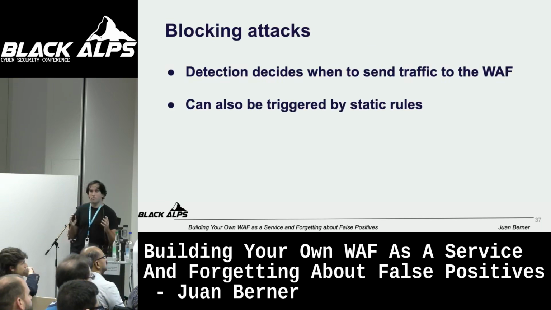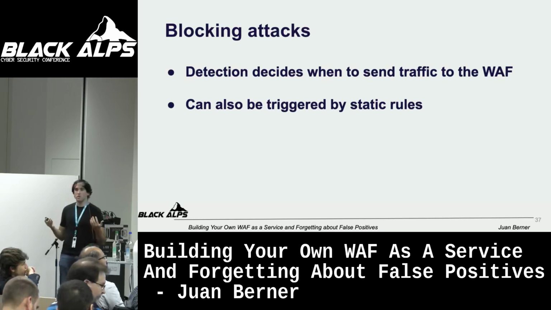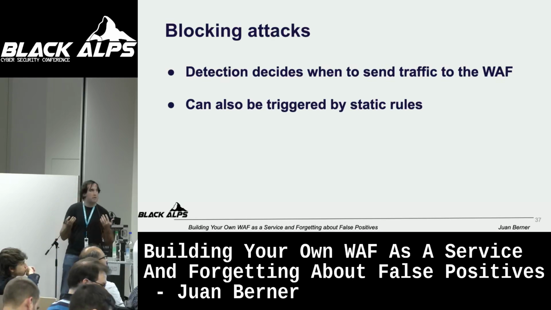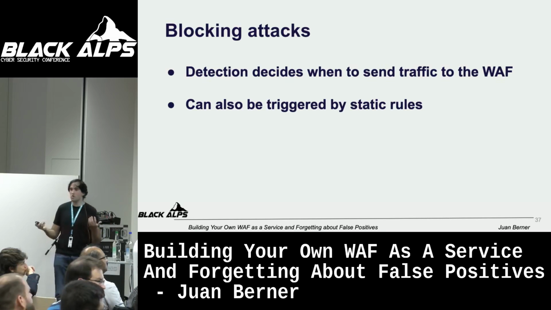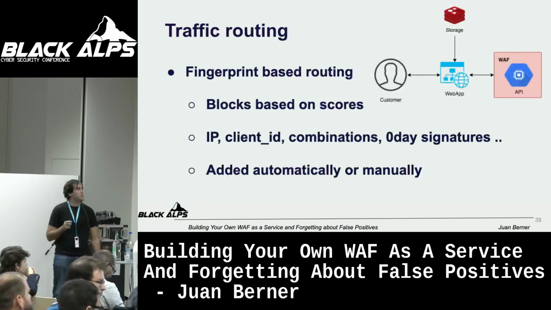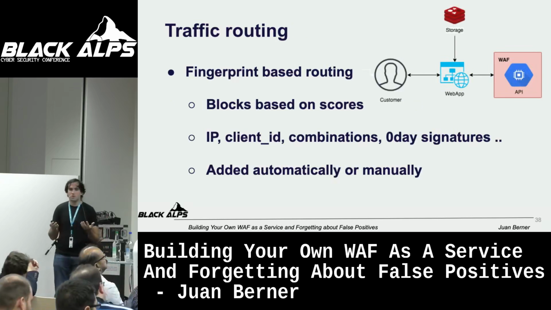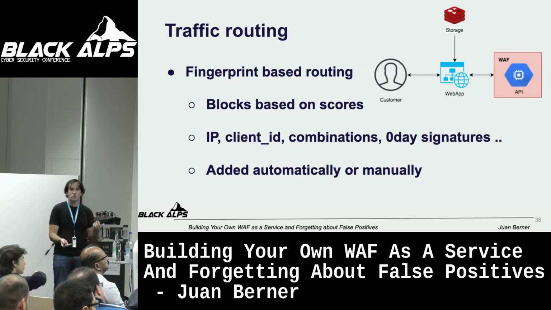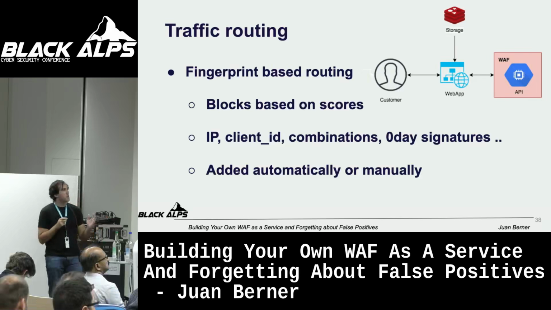So for now, I covered pretty much the high-level overview and how you can have multiple capabilities on the same product. But one of the key things is how do we block attacks? And also, we don't want to block regular customers. So the way that we can do this is by doing traffic routing. We are not doing inline, we're not doing out of band, we're trying to do something in the middle. So this is what I call fingerprint-based routing.